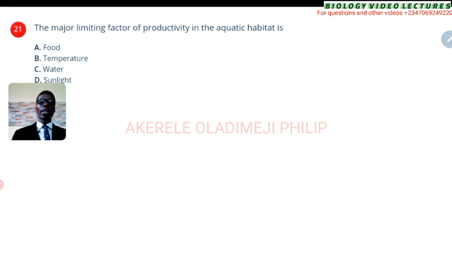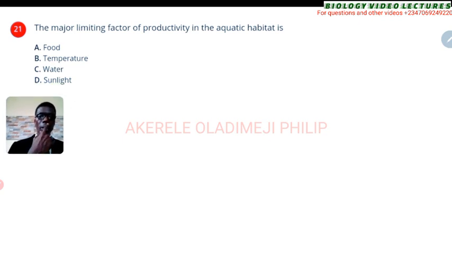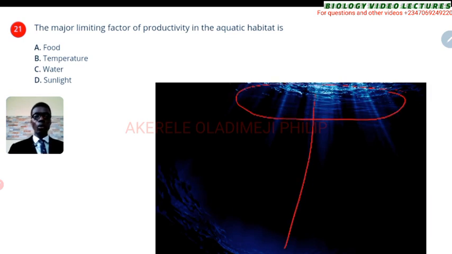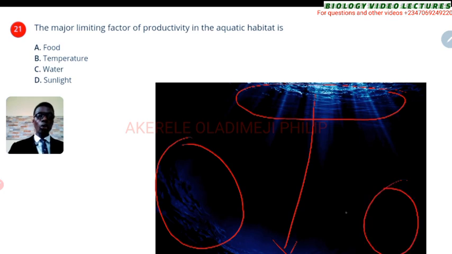The major limiting factor of productivity in aquatic habitat is, okay, that would be the sunlight. Why? Because sunlight is needed for producers. All right, so sunlight is not available all through the ocean, you only have sunlight available for some meters. Only in that few meters do you have photosynthesis. But organisms that are found deep down, this is a picture of the ocean, you can see how dark it is as you are moving downward. These areas are actually more dark, so you can't expect a plant to really photosynthesize in those places, if at all it will be sufficient. So sunlight affects that habitat.